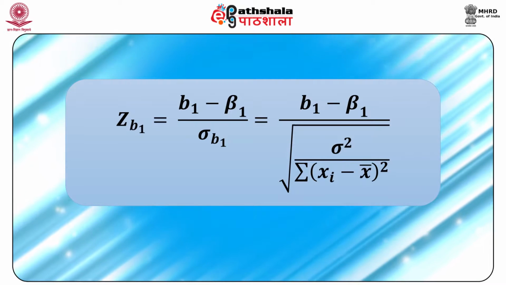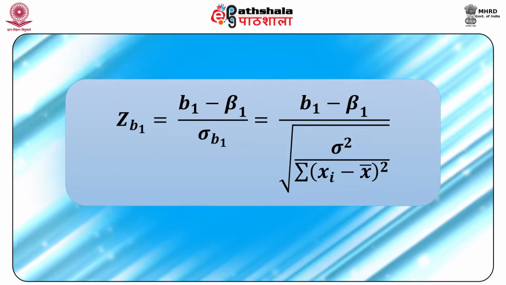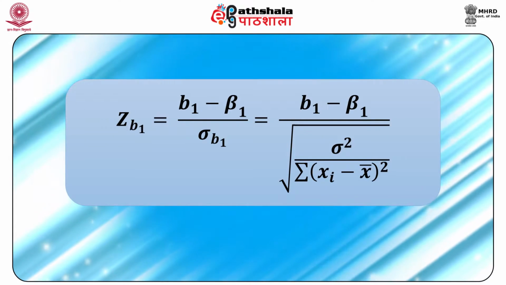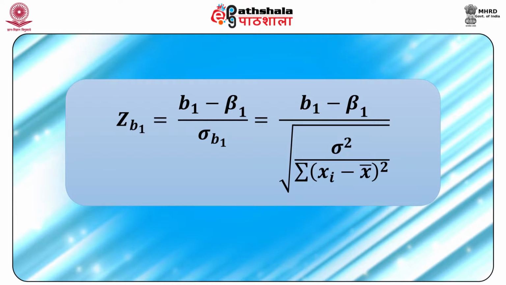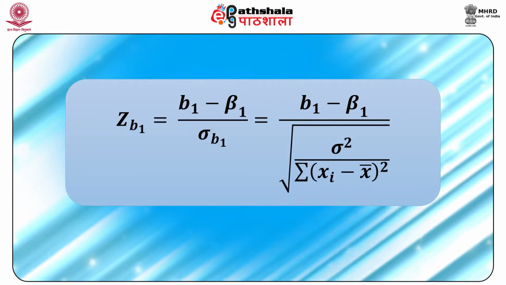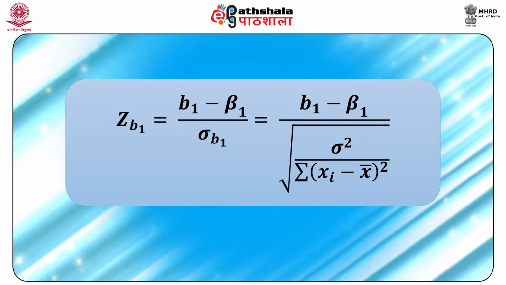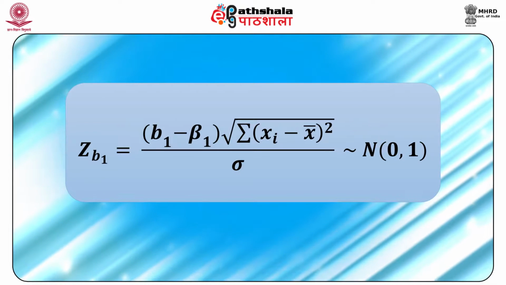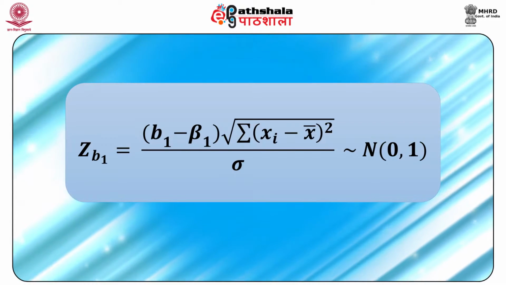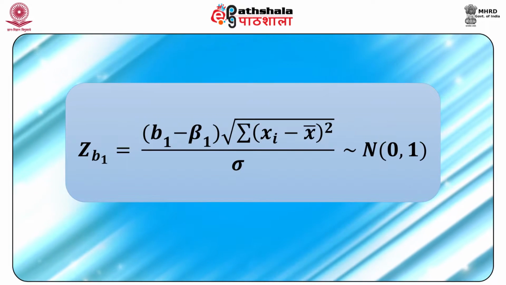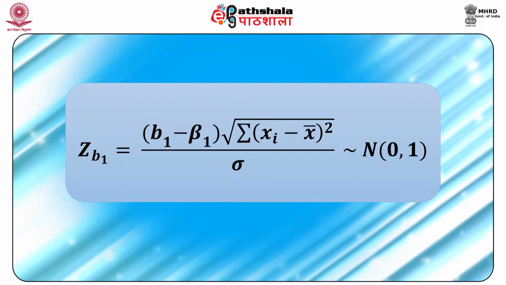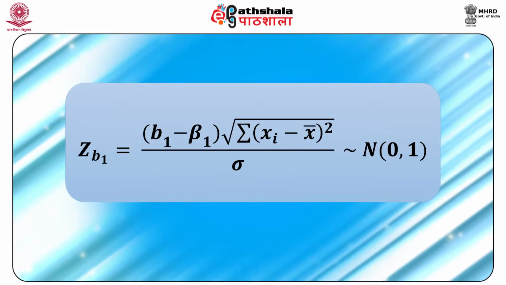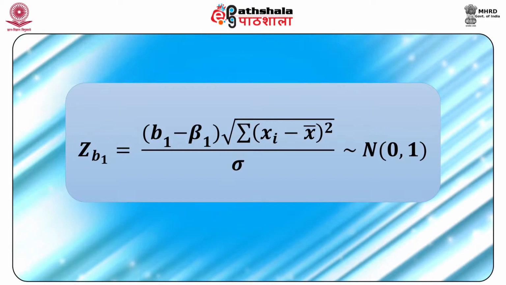Similarly, we can define zb1 equal to b1 minus beta 1 upon sigma b1, and is equal to b1 minus beta 1 upon under the root sigma square upon sigma xi minus x bar square, which we had defined as variance, and we have the under root now. Now, this gives us zb1 equal to b1 minus beta 1 into under the root sigma xi minus x bar square whole divided by sigma, and this we know is distributed normally with mean 0 and variance equal to 1.